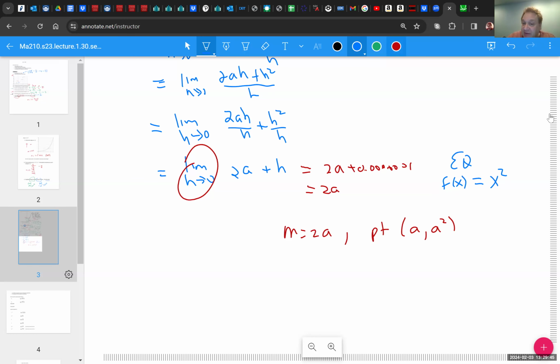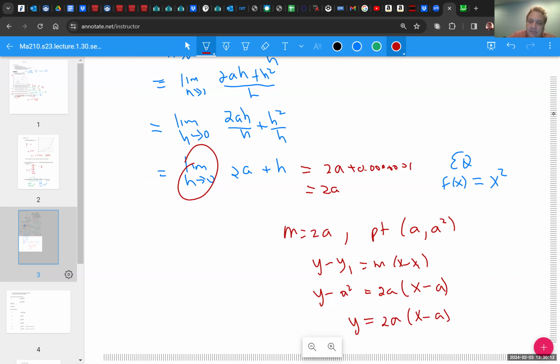And then my equation of a line is y minus y1 equals m times x minus x1. I just plug in the things. The y value here is a squared. The m value is 2a. And the x value is a. Be nice and put the a squared on the other side. And that is your generic equation of the tangent line at the point x equals a for the function f of x equals x squared.